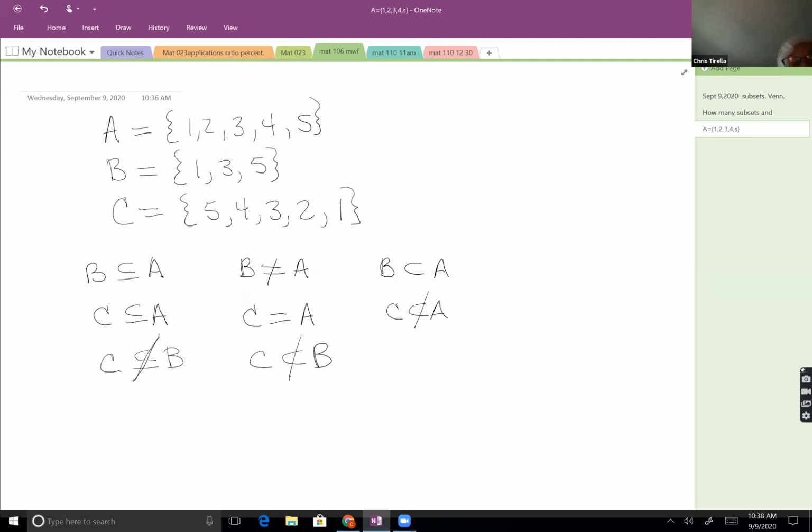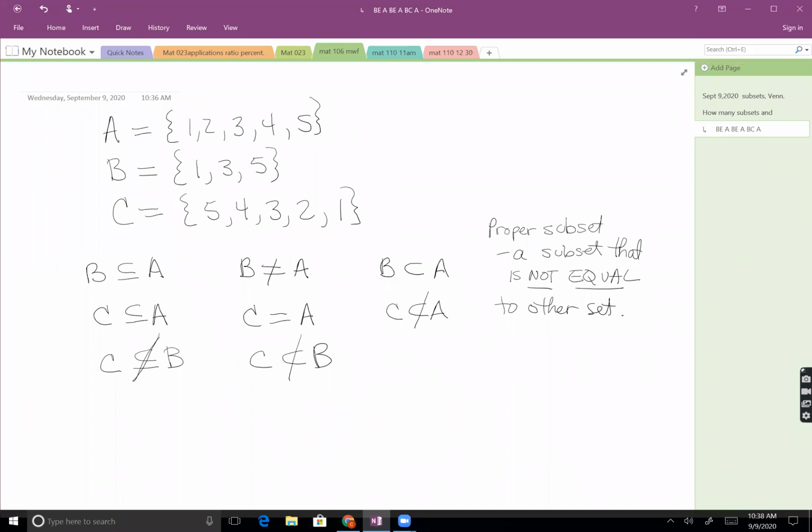So to be a proper subset, it has to be a subset that is not equal to the other set. Better? Yeah. Great.